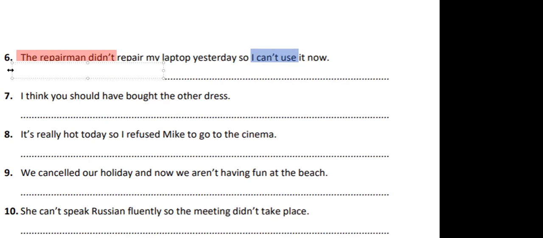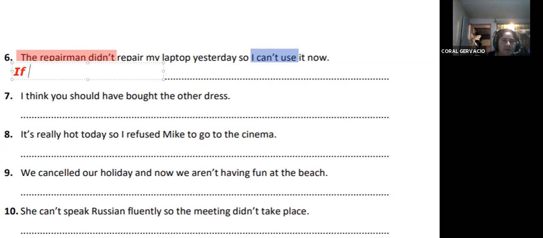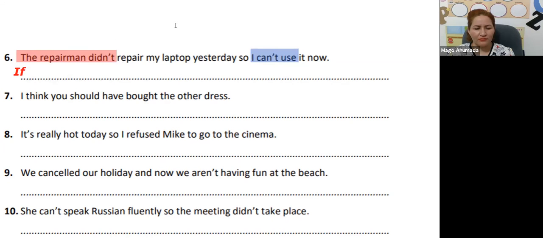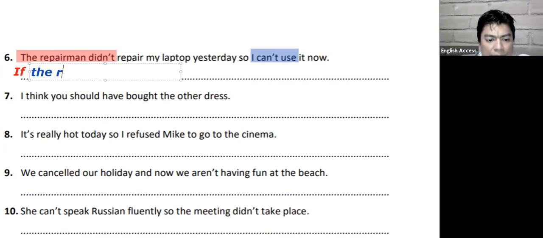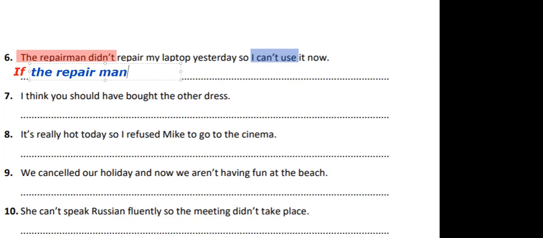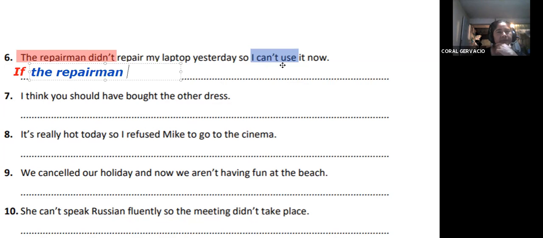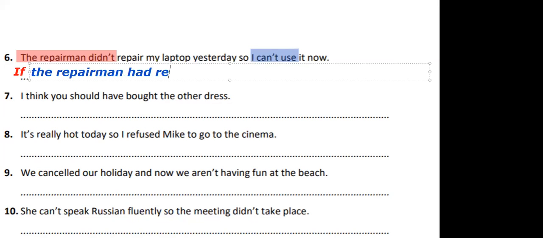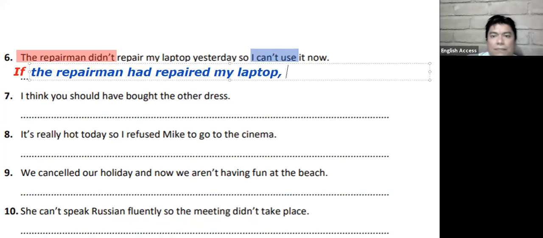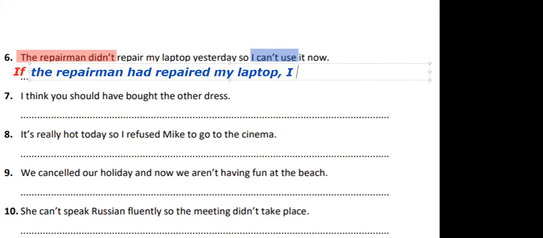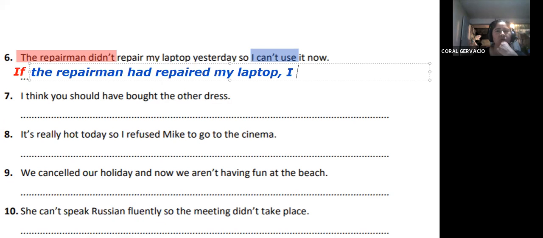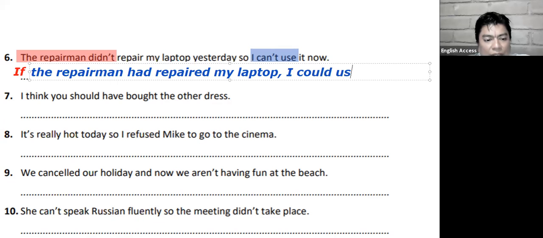What is the condition? This is a mixed conditional. "If the repairman had repaired my laptop," yes. Then "I would use it now." No, "I could use it now."